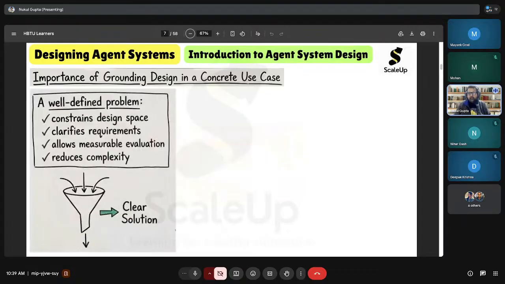So a well-defined problem is very important, because here we are not the one who will be cooking the recipe. We will be just giving our intent. So that should be very crisp, very specific. It should be well-defined. A well-defined problem constrains the design space, clarifies requirements, allows measurable evaluation, and reduces complexity. It's very important, so ultimately we will get a clear solution out of the LLM.